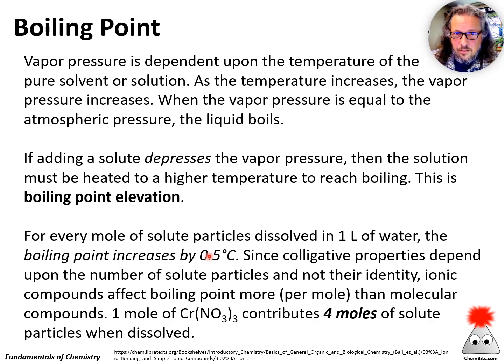The other thing to remember here, we're talking about colligative properties that depend only on the amount of solute particles, not on their identity. So if I go from something like glucose to something like chromium nitrate, now I've got an ionic compound, so every mole of chromium nitrate that I dissolve in water gives me a mole of chromium ions and 3 moles of nitrate ions. So it gives me 4 moles of solute particles. So dissolving 1 mole of chromium nitrate in a liter of water will increase the boiling point by 0.5 for each of those 4 particles. So that would increase it by about 2 degrees Celsius.